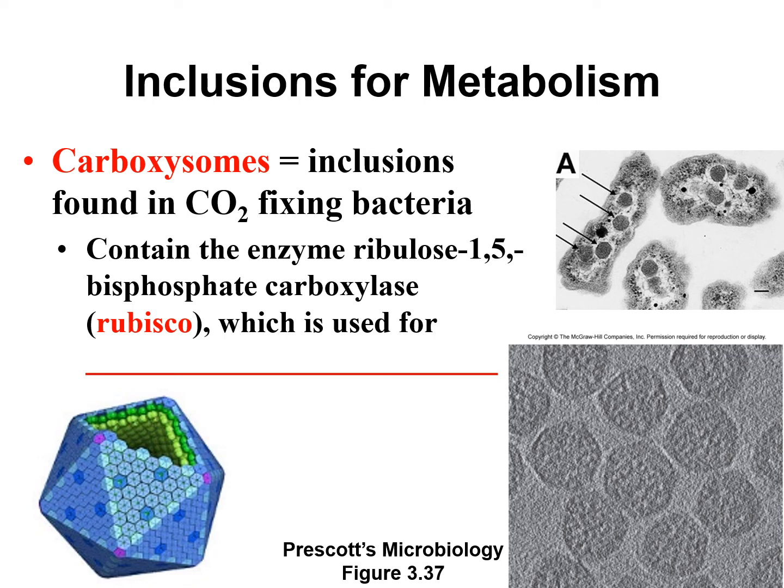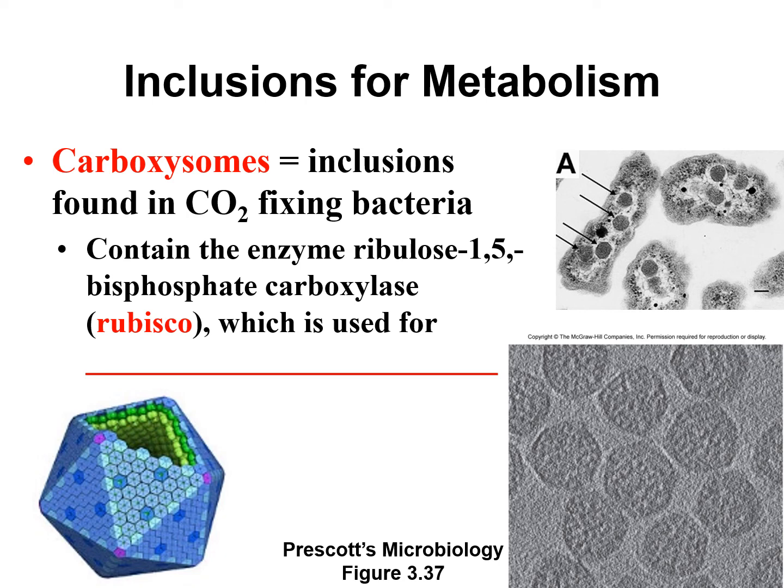Other inclusions are used for metabolic reactions. So an example here are carboxysomes. These are found in bacteria that are doing photosynthesis and fixing carbon dioxide. So that would be, for example, cyanobacteria. And remember that when you fix carbon dioxide, you're going to take carbon dioxide gas from the air and make it part of an organic molecule.